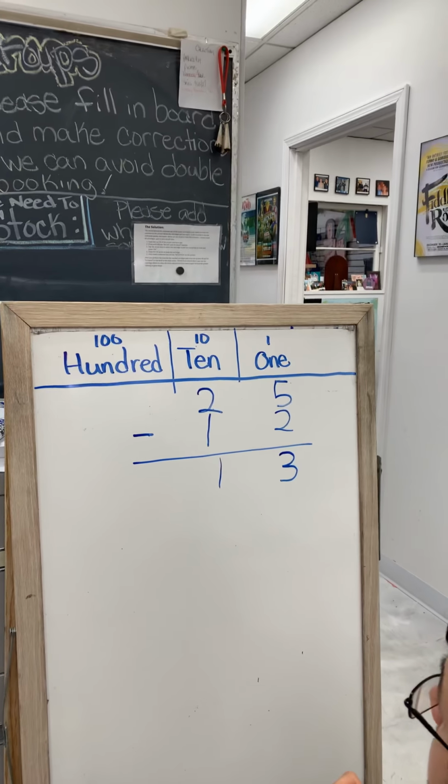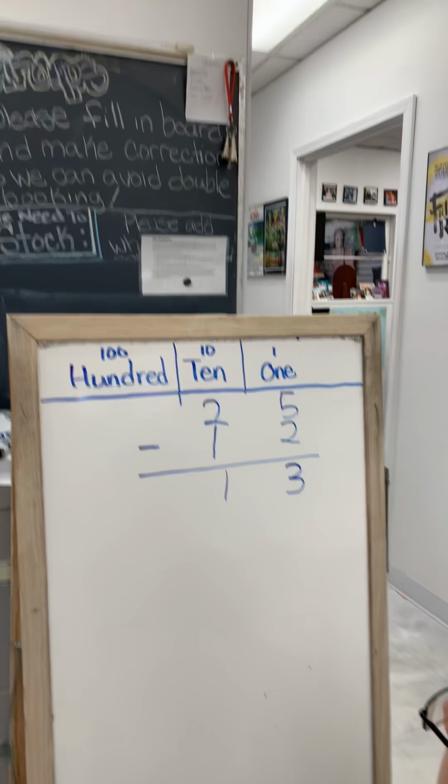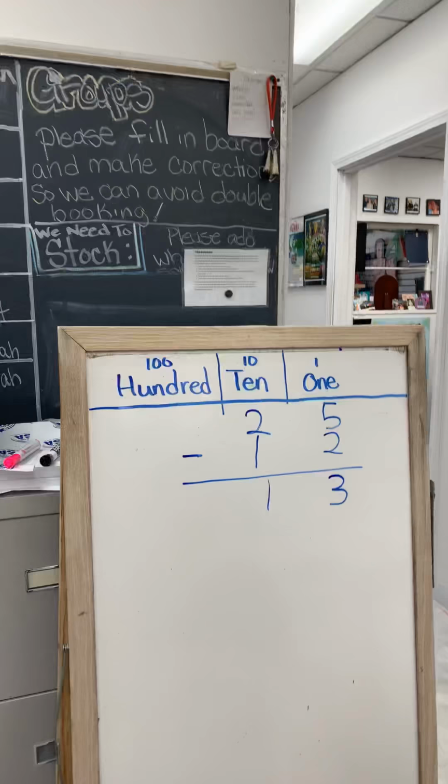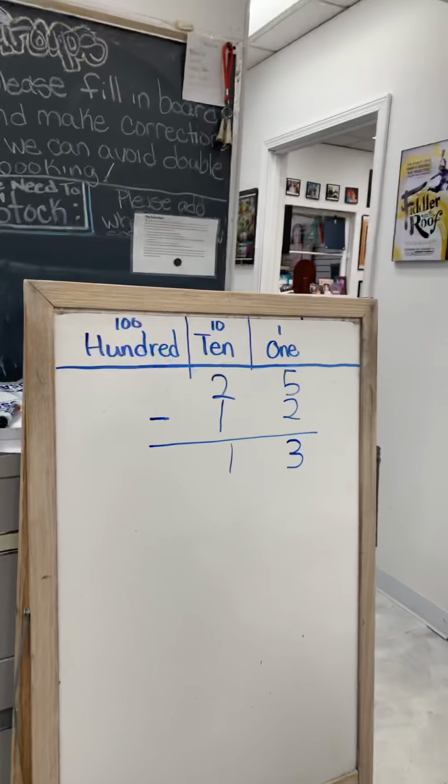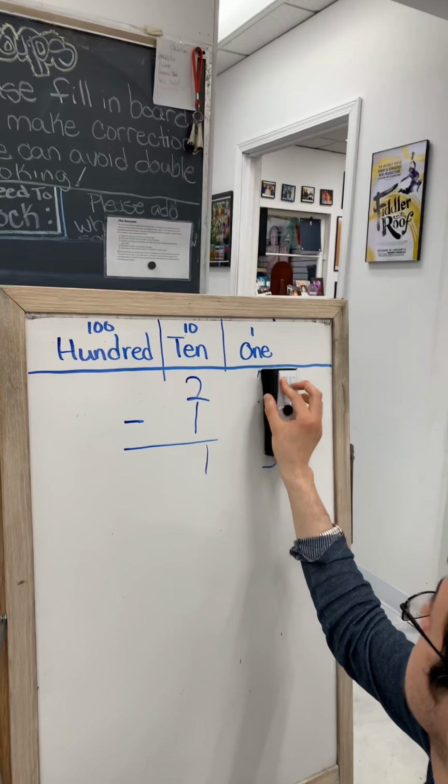Do not start with the tens and go back. When we start regrouping, it will mess you all up. So always start with the ones. Great job. 13 is correct. Okay, erase.